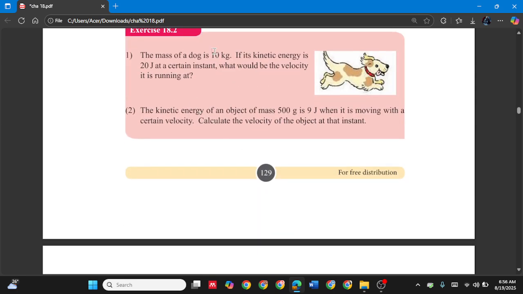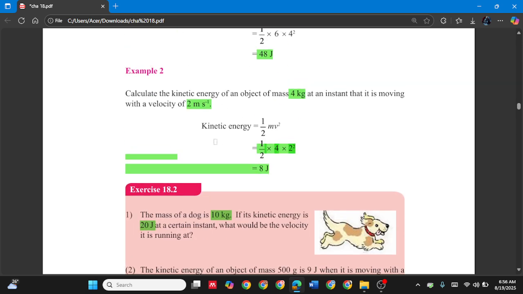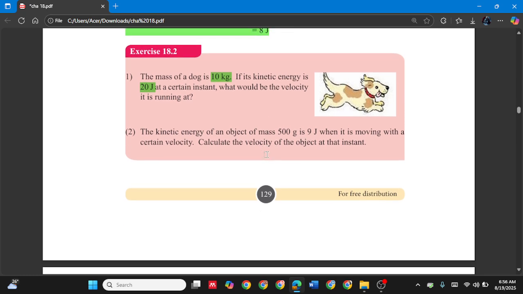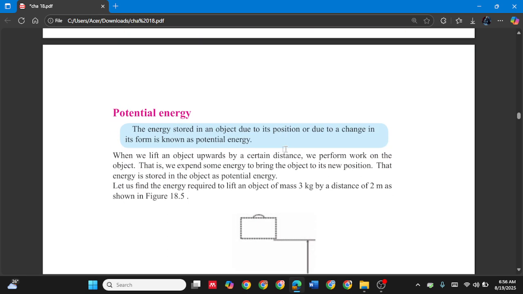They have given 10 kg and in this scenario they have given the kinetic energy. That means this part has been given. So you have to find this V because M has been given, kinetic energy has been given, that means EK has been given, M has been given. You have to find the V. Okay. Here it has been given in grams and this one is joule. So you have to convert this gram into kilogram first.